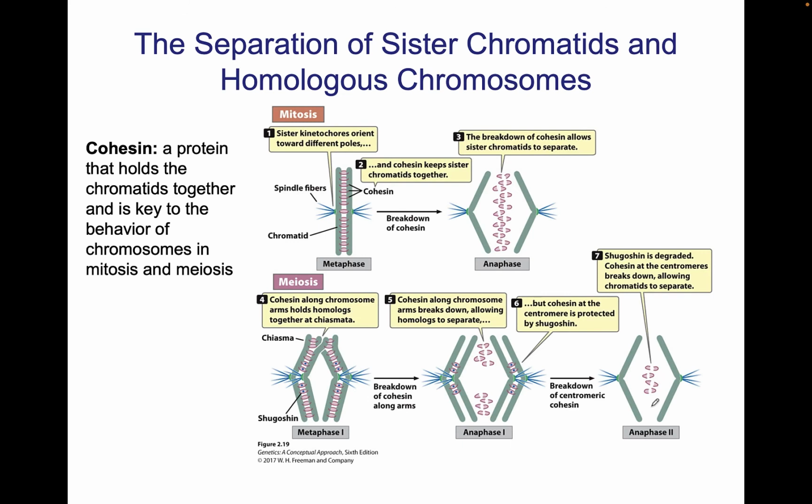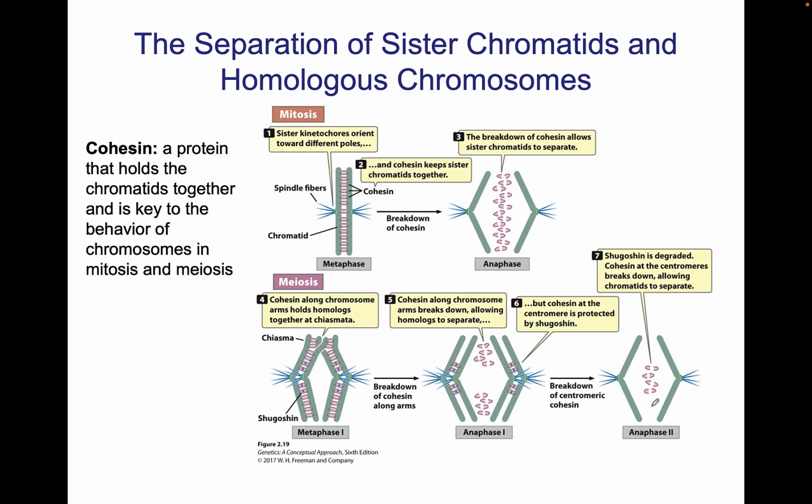So a couple other things that I want to point out to you is the separation of the sister chromatids and the homologous chromosomes. One of the key factors or components here that are important is cohesin. Cohesin is a protein that helps the chromatids to be held together, and it is key to the behavior of the chromosomes in mitosis and meiosis.